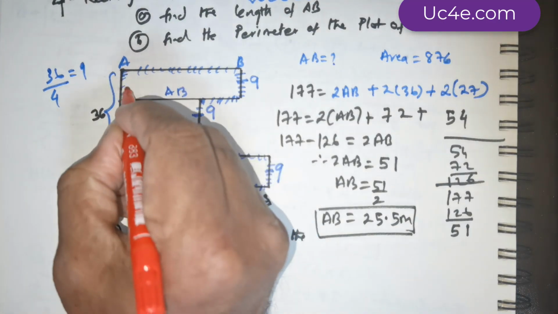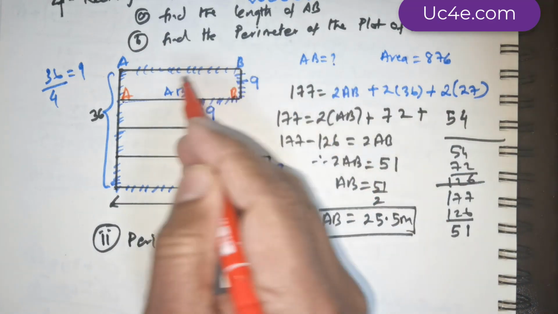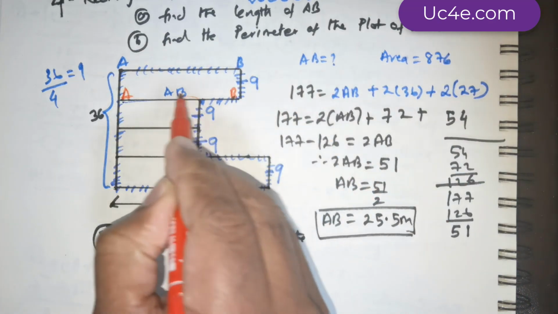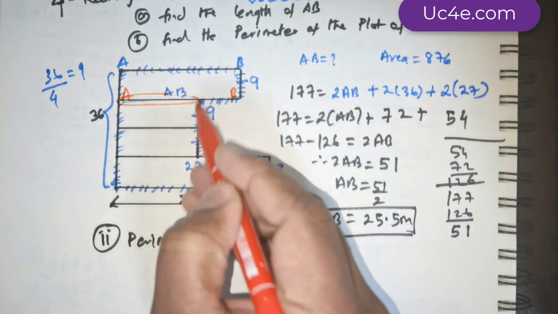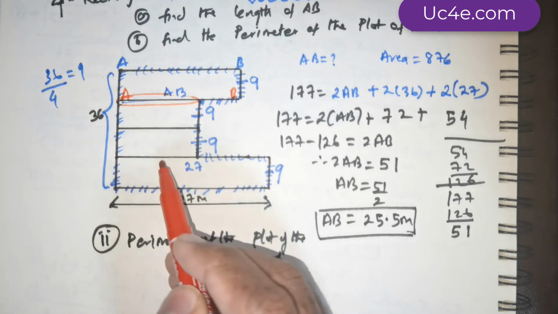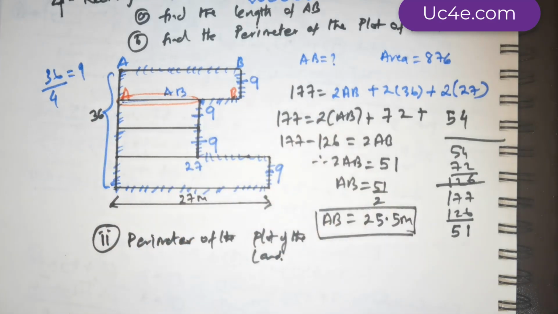Now this entire thing is AB, which we have already found. But this additional part cannot be included in the perimeter. So we need to remove that part out. And how are we going to do that? Now we need to use the area. So let me write that down.